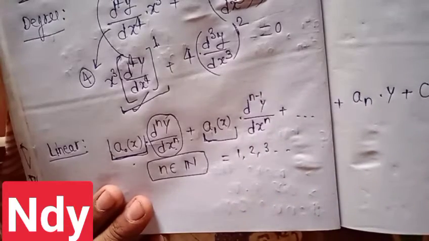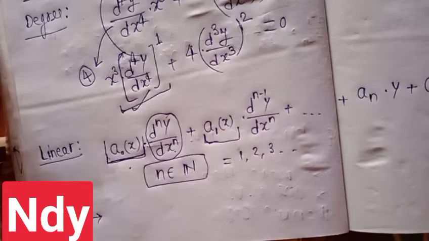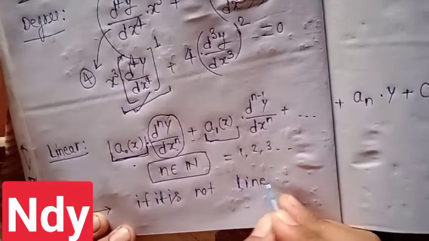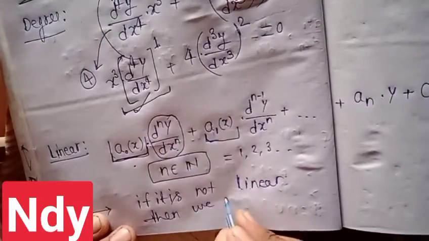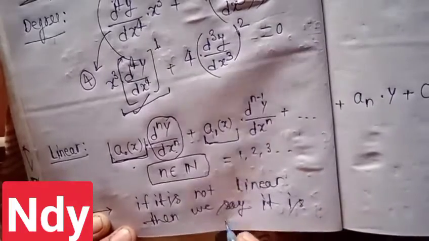Okay, so if we can write a differential equation in this form, then we say that this is a linear differential equation. And a differential equation is said to be non-linear if it is not linear. If it is not linear, then we say it is non-linear.